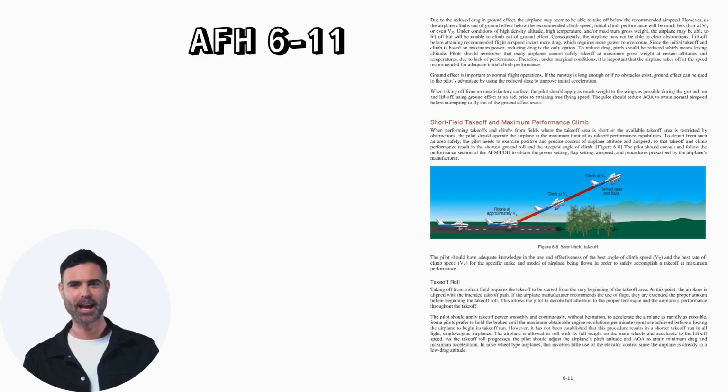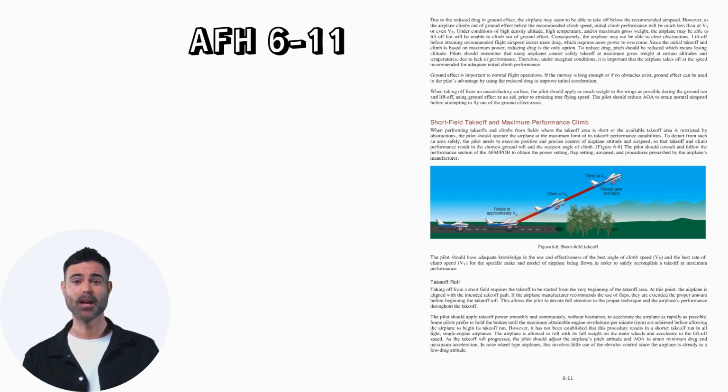Due to the reduced drag and ground effect, the airplane may seem to be able to take off below the recommended airspeed. However, as the airplane climbs out of ground effect below the recommended climb speed, initial climb performance will be much less than at Vy or even Vx. Under conditions of high density altitude, high temperature, and/or maximum gross weight, the airplane may be able to lift off but will be unable to climb out of ground effect. Consequently, the airplane may not be able to clear obstructions.